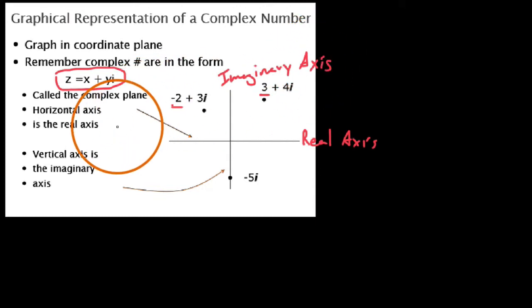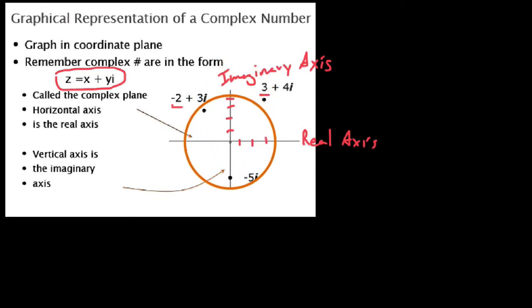So when graphing these numbers, to make it pretty simple, we say the number 3 plus 4i is where it is because we go 3 on the real axis, 1, 2, 3, and then up 4 on the imaginary axis. Or negative 2 plus 3i: we would go left 2, and then up 3 here. That is this number here.